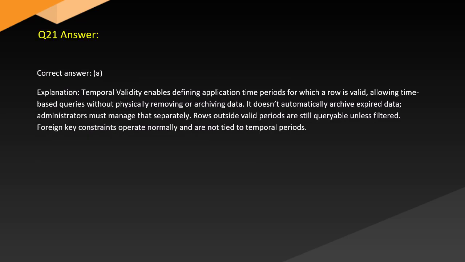Answer. Correct answer: A. Explanation. Temporal validity enables defining application time periods for which a row is valid, allowing time-based queries without physically removing or archiving data. It doesn't automatically archive expired data. Administrators must manage that separately. Rows outside valid periods are still queryable unless filtered. Foreign key constraints operate normally and are not tied to temporal periods.